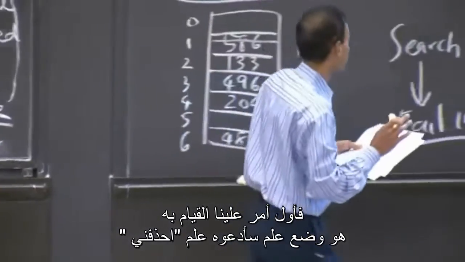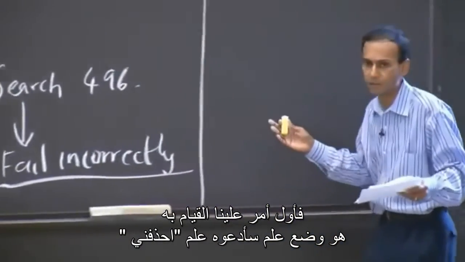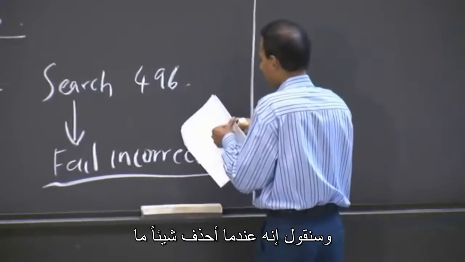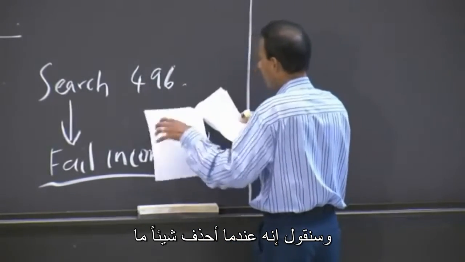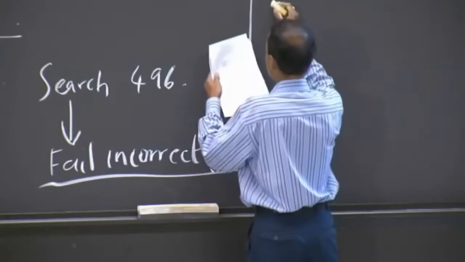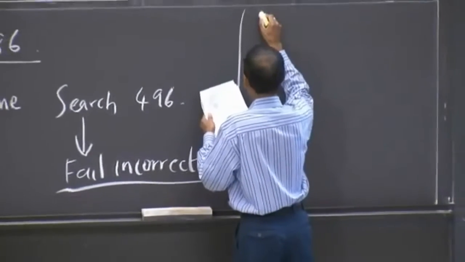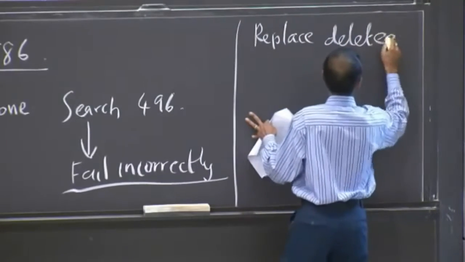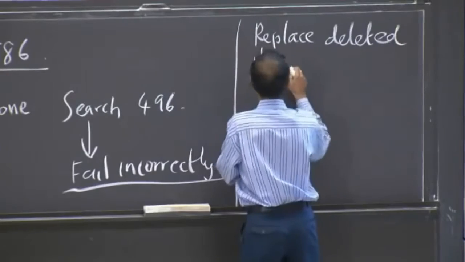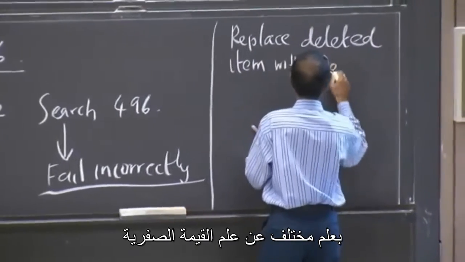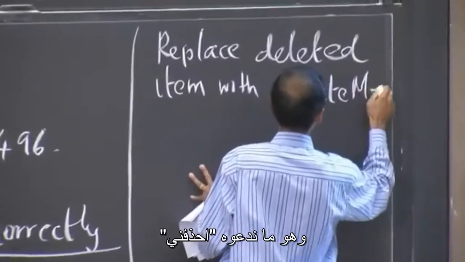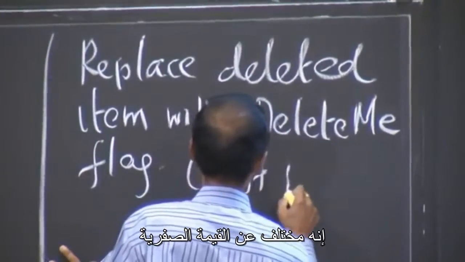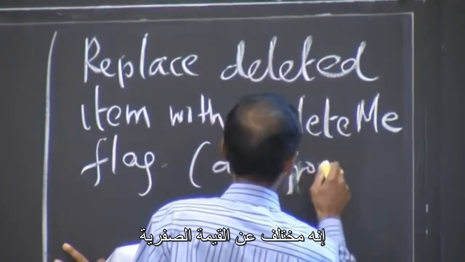But the first thing we're going to do is have this flag, and I'll just call it the delete me flag. When I delete something, we replace the deleted item with not the none flag, but a different flag that we'll call delete me. Okay, it is different from none.